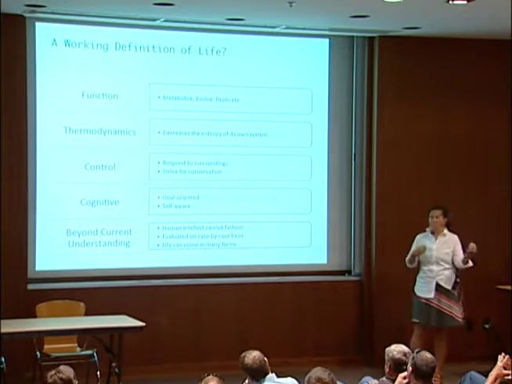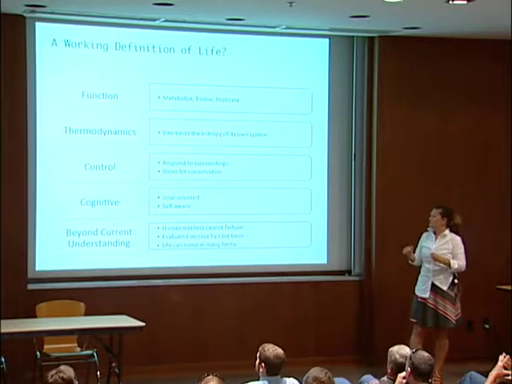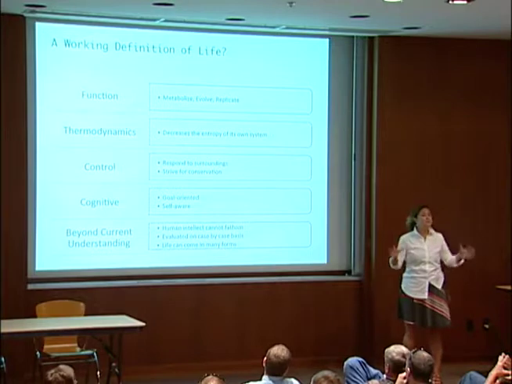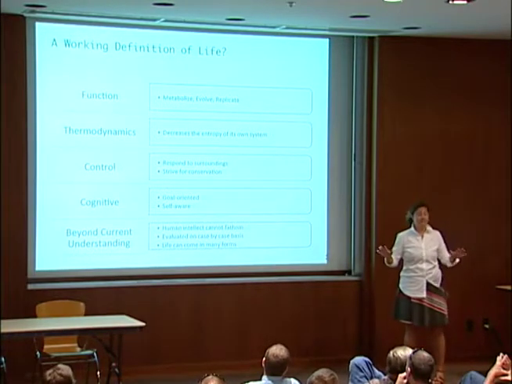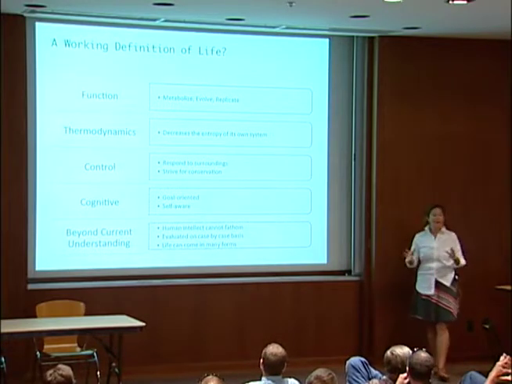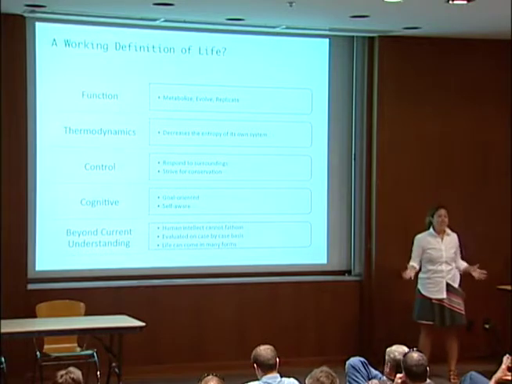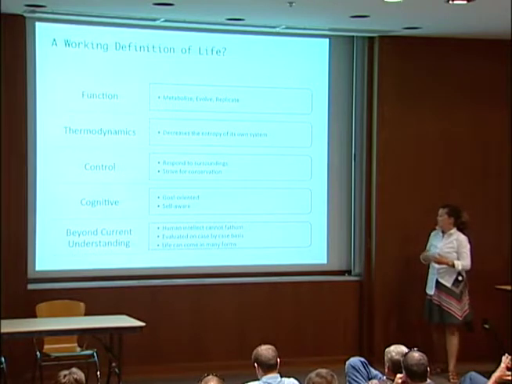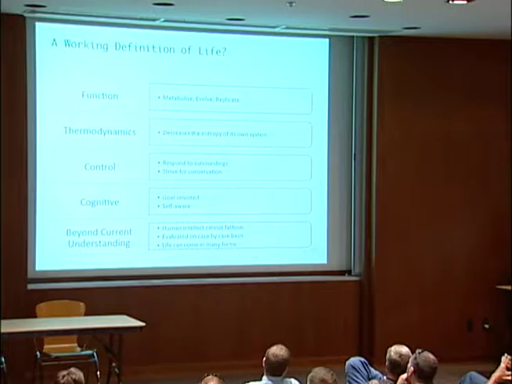Control, responding to surroundings, striving for conservation. A cognitive approach: things that are goal-oriented, self-aware. And some students say it's beyond our current understanding, or beyond our understanding ever, right? That there's something about life that the human intellect cannot fathom, that we have to evaluate it case by case. I can't write a unified definition of life, and life can come in many forms. So some students just throw up their hands and say it's not even possible to make this.